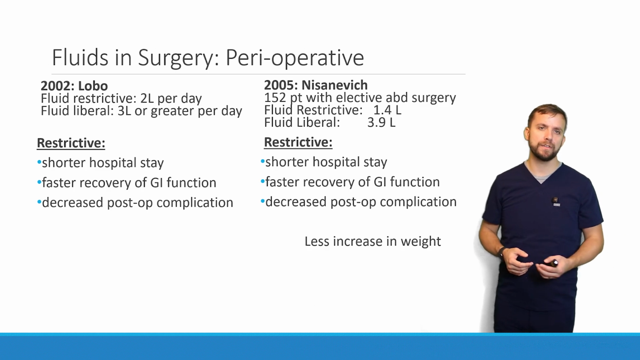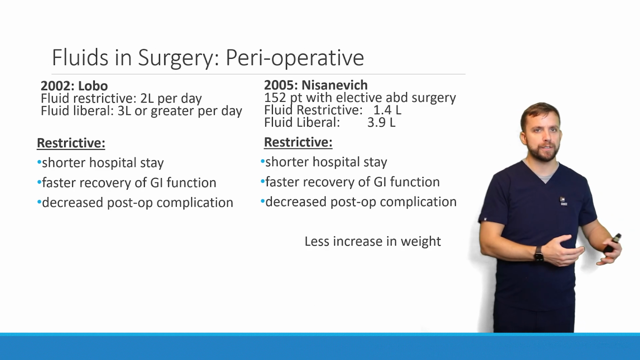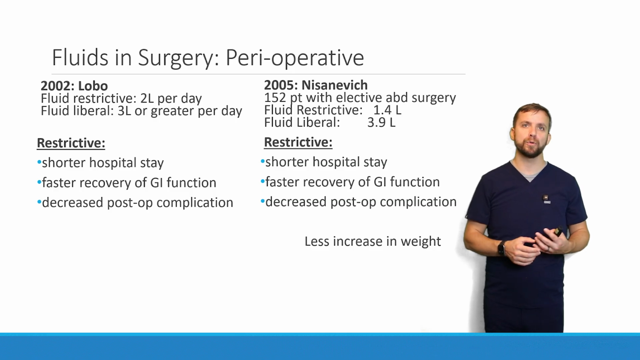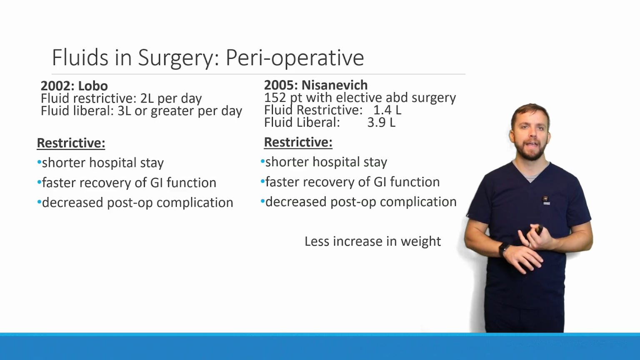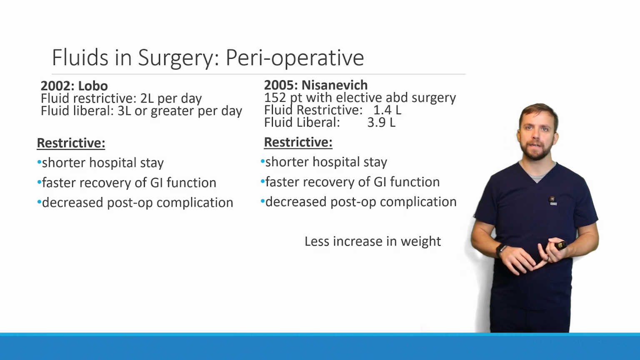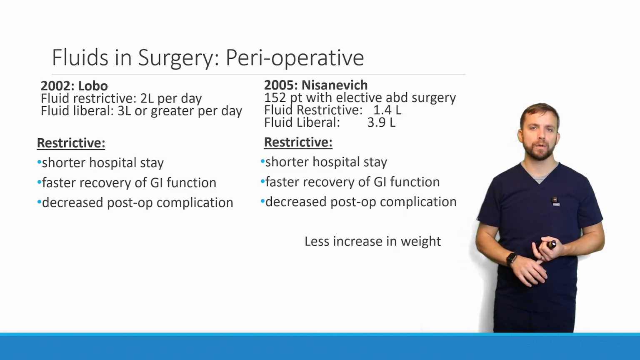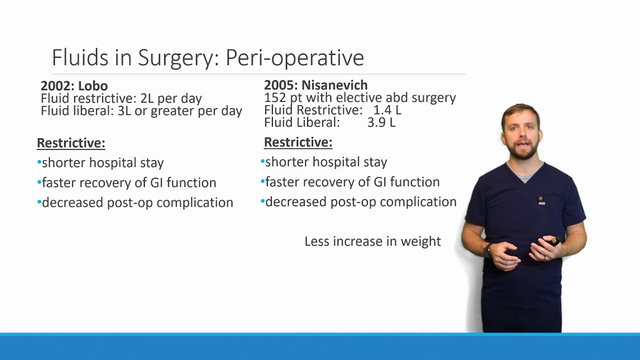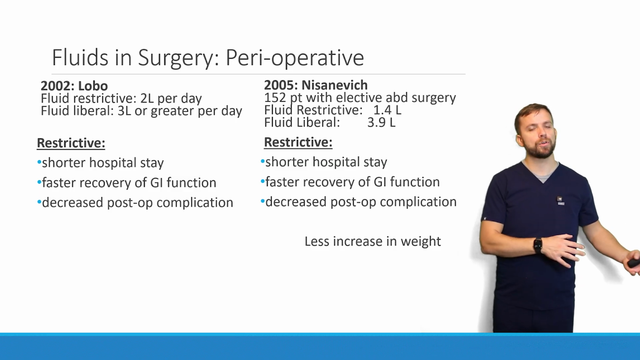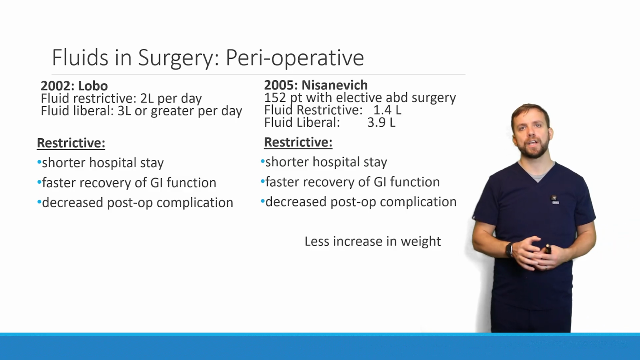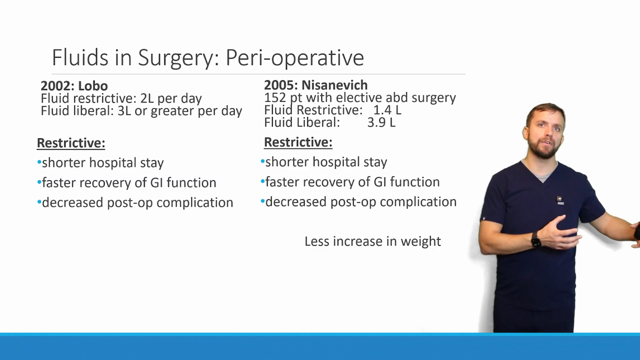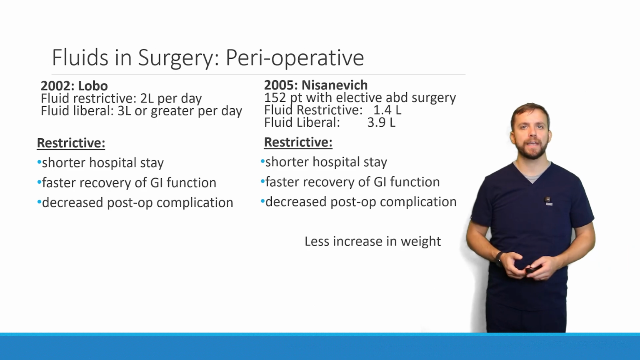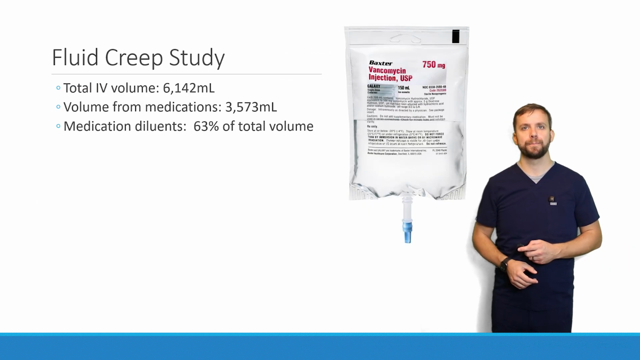So in this 2002 study, it showed that when they did fluid restrictive versus fluid liberal, the fluid restricted strategy led to shorter hospital stays, faster recovery of GI function, decreased post-op complications. And then in 2005, same study, they used fluid restrictive of 1.4 liters versus fluid liberal of about 3.9. In the fluid restrictive, they had shorter hospital stays, faster recovery of GI function, decreased post-op complications. So by having less volume in them, less fluid overload complications, they just did significantly better.